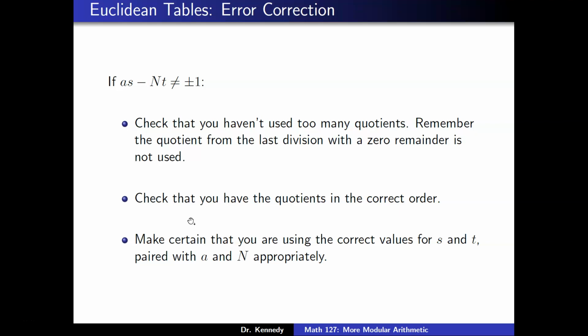Second common mistake, people put the quotients in the wrong order. That will mess up the second row no end. So make certain that you have them in the correct order. The other thing is sometimes people reverse the values of S and T. You want to multiply A, the number you're trying to invert, by S, the larger of the two values. It's the last one, whereas you multiply N by the smaller of the two values.